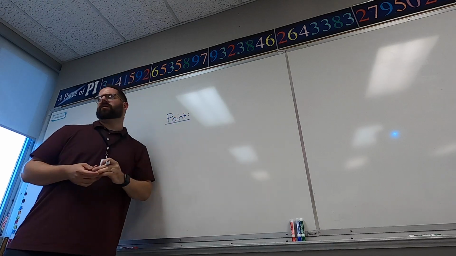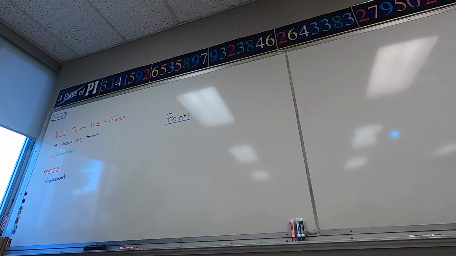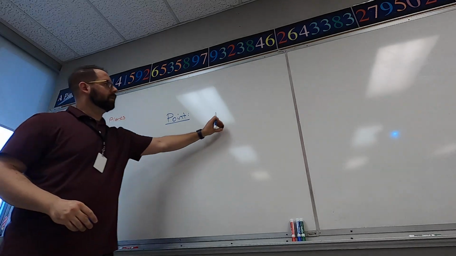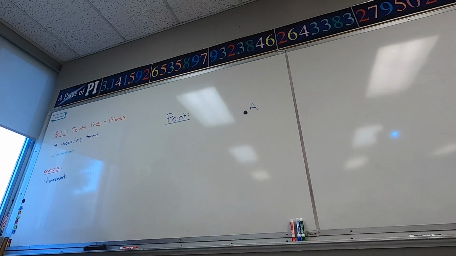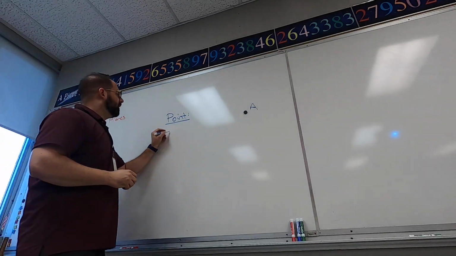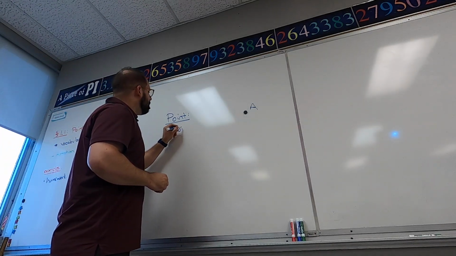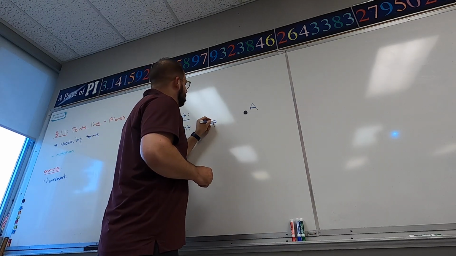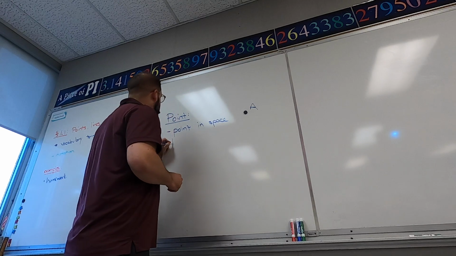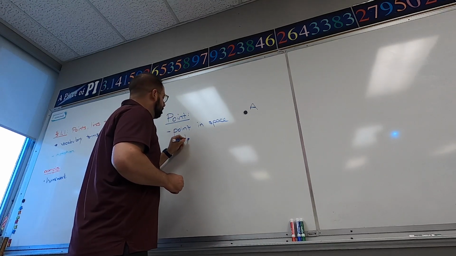I know it seems weird, just point, right? Here's the drawing of it. You have a dot. You have a capital letter next to it. When you look at the geometry textbook, there will be diagrams, there'll be a ton of dots on the picture, and they'll all be labeled with capital letters. So the definition of it is a point in space labeled with a capital letter.